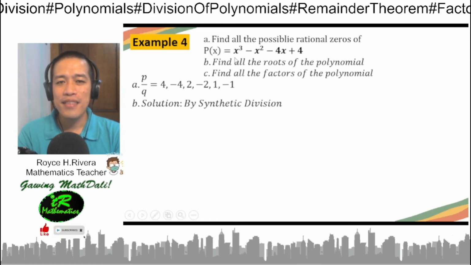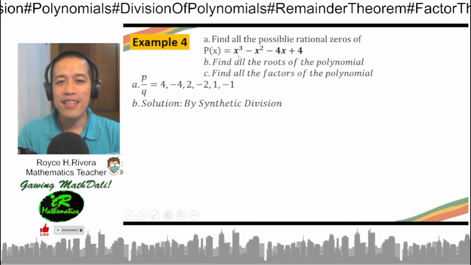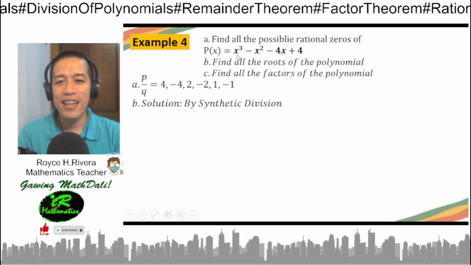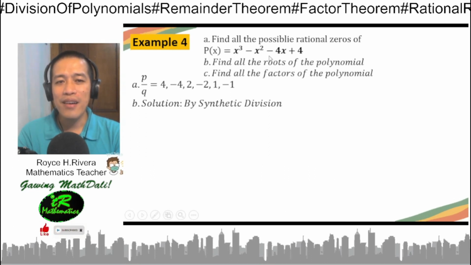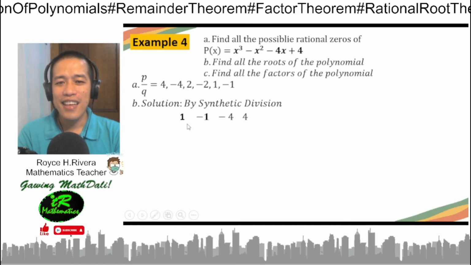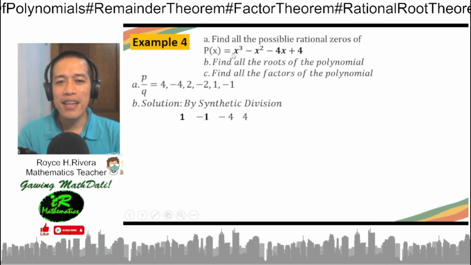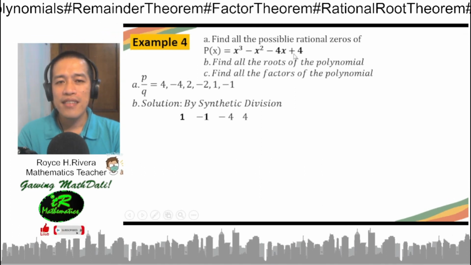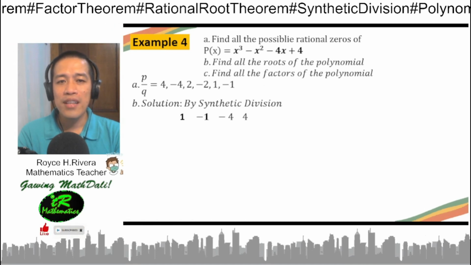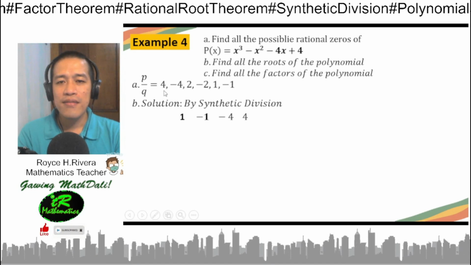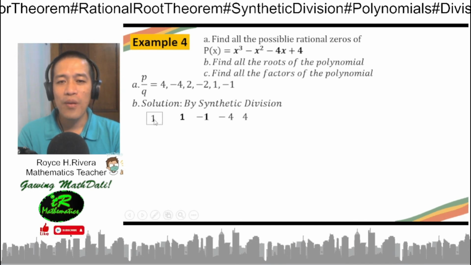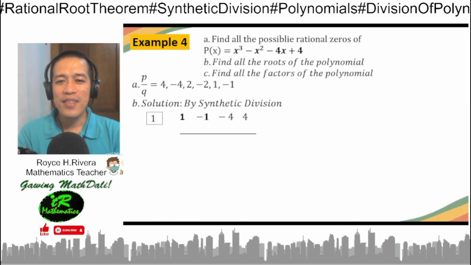And by the way, the degree of the polynomial determines the number of roots it has. Since the degree of the polynomial is in the third degree, we will be looking for 3 roots of the polynomial. So, gawin na natin. Kagaya kanina, we will list the numerical coefficients of each terms of the polynomial. And now, I will choose one possible rational zeros from letter A as my divisor. So, ang una kong pipiliin ay 1. So, let us start.